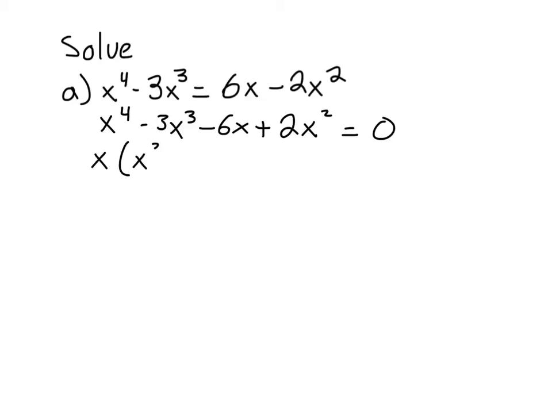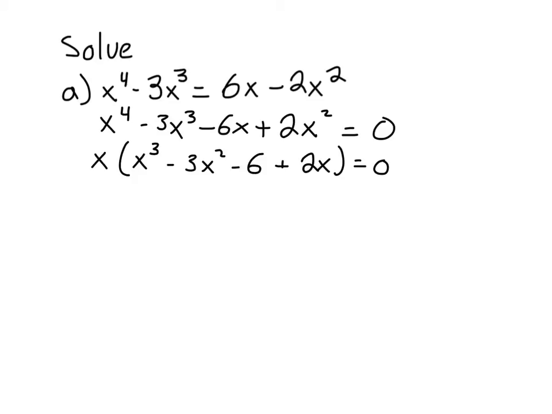I'll be left with x to the third here, because x times x to the third is x to the fourth. I'll be left with 3x squared. I'll be left with 6. And I'll be left with 2x. Okay? So now I'm going to see, is there anything else that I can pull out, or any commonalities between some of the terms here?